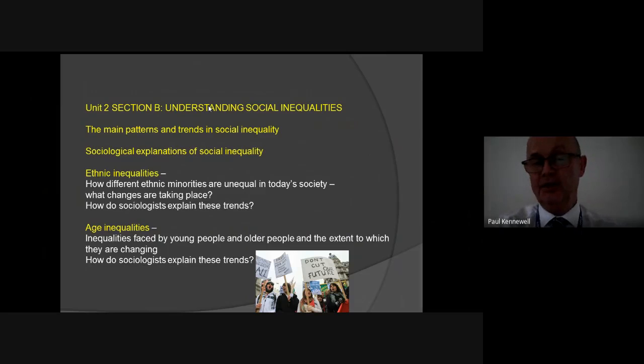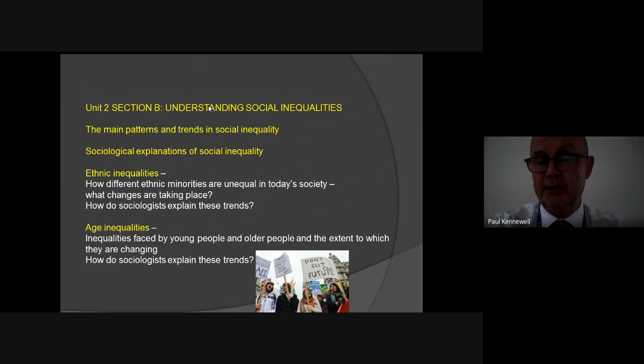Ethnic inequalities. Ethnic groups have different prospects in society. What are those differences between the ethnic groups, and why do those differences exist? How do sociologists explain these trends?